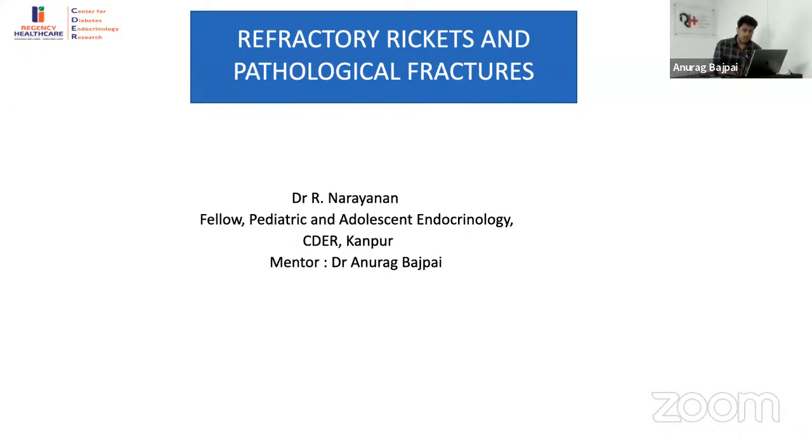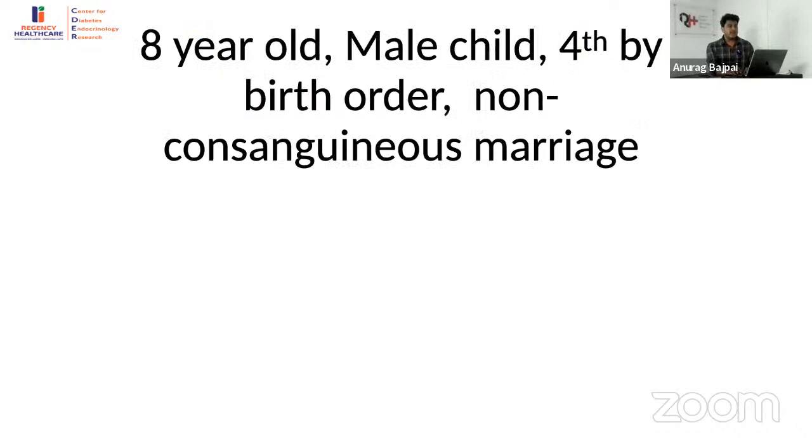Good afternoon, all. We'll be discussing an interesting case on refractory rickets as well as pathological fractures. We had this 8-year-old male child who was born out of a non-consanguineous marriage, and he was fourth by birth order, who came with complaints of difficulty in walking. When we probed further into the history, we found that the complaint had been running for the past 2 to 3 years.